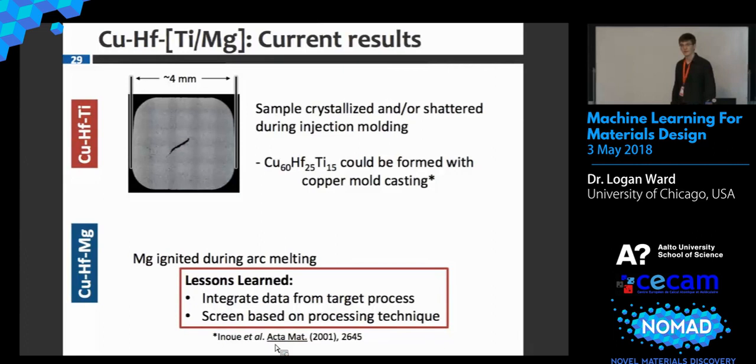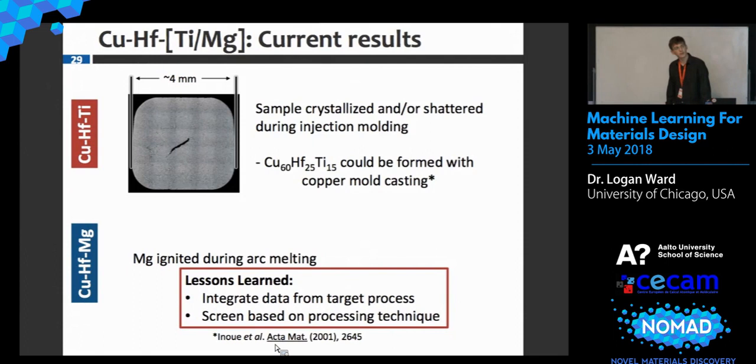And here we didn't have as much success. Our copper hafnium titanium system crystallized during casting, and that's visible in the speckled pattern on this micrograph, as well as the crack. And our copper hafnium magnesium alloys ignited during processing. And of course, that's not really desirable in commercial alloys, and we didn't explore testing them further. And while we weren't successful here, we actually learned a lot from this experience.